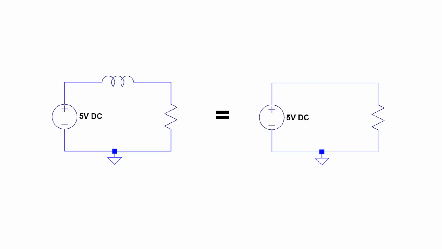Finally, inductors have almost no effect on DC. They're basically just pieces of wire with a resistance of a few milliohms. Alright, that's the basics of how an inductor works.